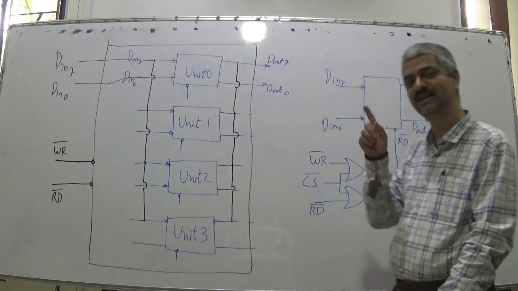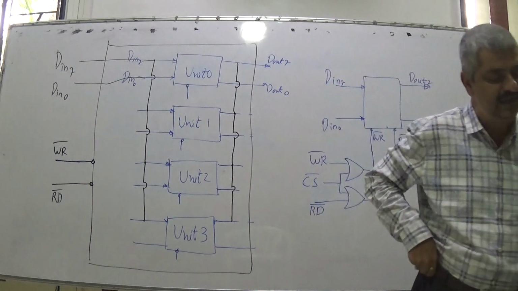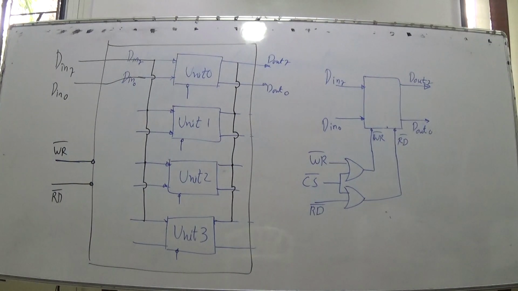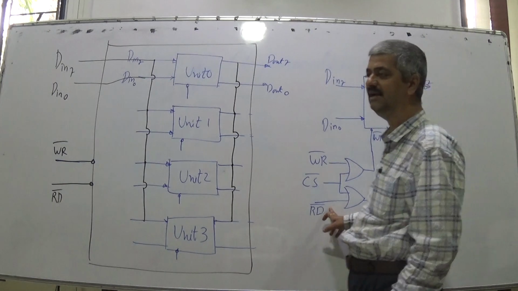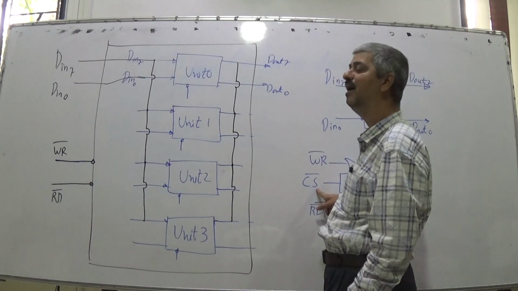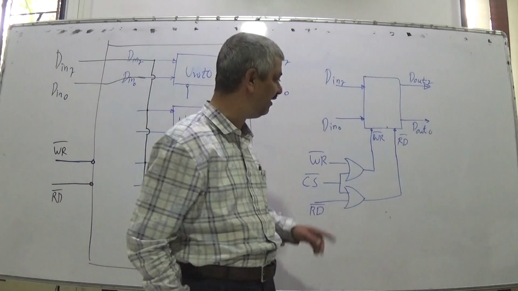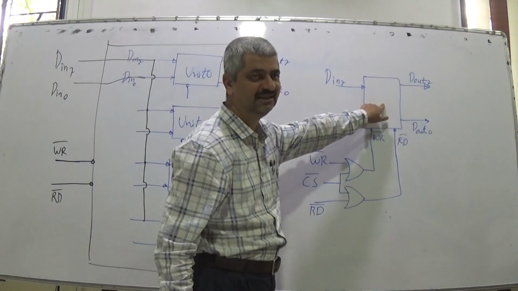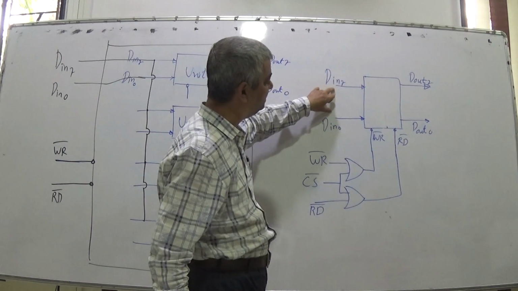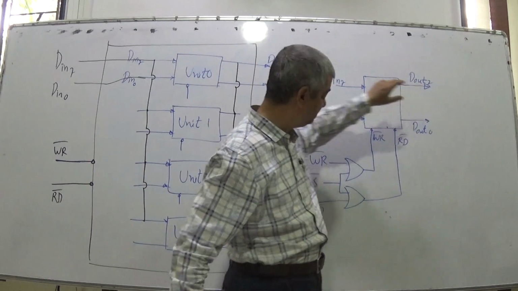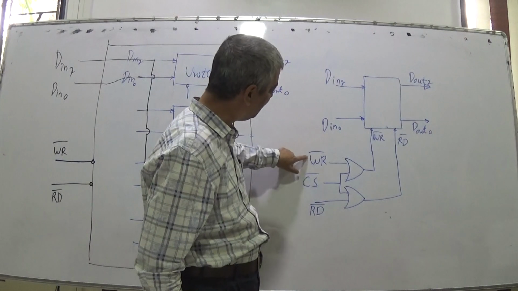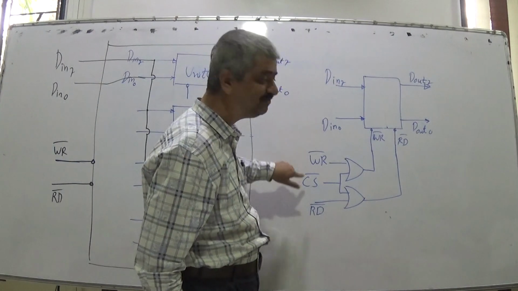So process will take place otherwise. For the reading process, what you need to have? Chip select bar 0 and read bar 0. For writing, chip select bar 0 and write bar 0. So for a single byte memory cell you can have 8 data input lines, 8 data output lines, 1 read bar, 1 write bar and 1 chip select bar.